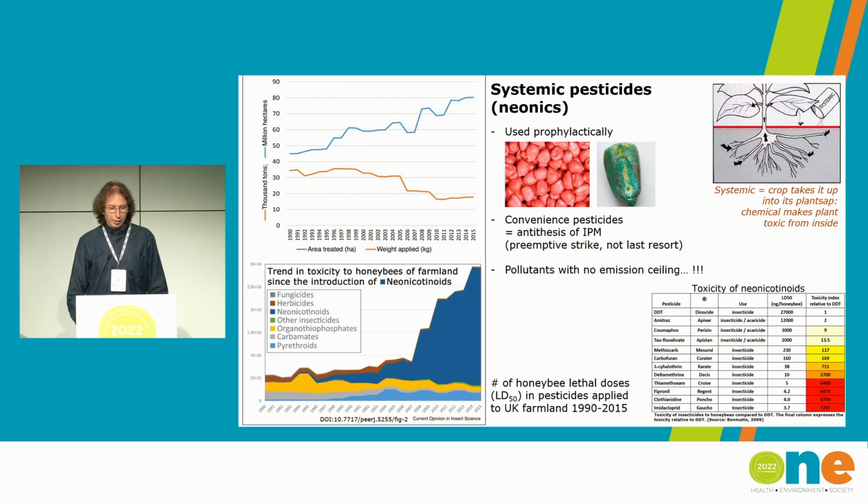So if we look at the amount of pesticides used, it's the red line. It goes down in kilograms. But because these pesticides have become so much more potent, the toxicity is much higher. So we see what drives the toxicity of farmland, that's the lower graph, is mainly these neonicotinoid insecticides. And it's also used on more land, that's the blue line.